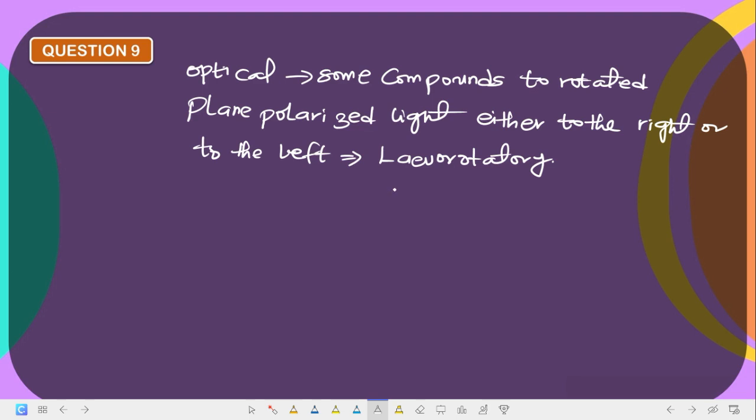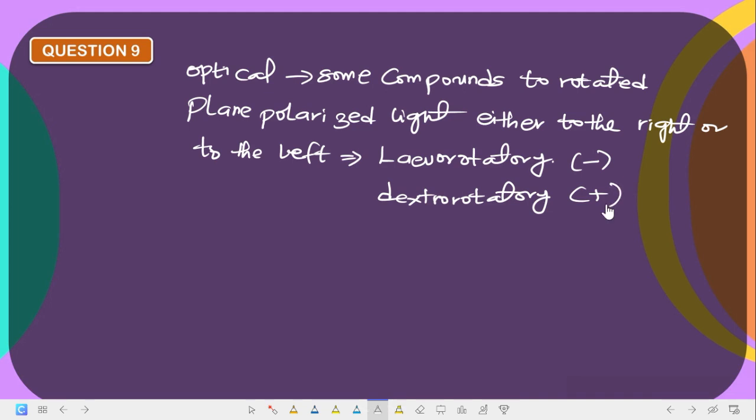Now, if it rotates to the right, you call it dextro rotatory. Now, what I mean by racemic mixture is, the levo rotatory is usually indicated by minus, and then dextro rotatory by plus. Are you getting that plus?